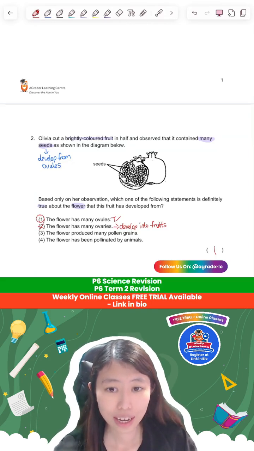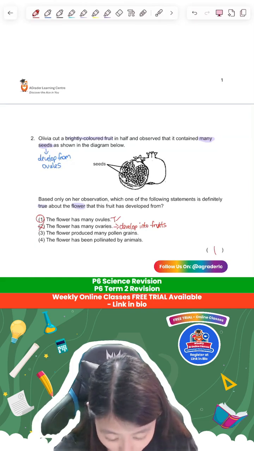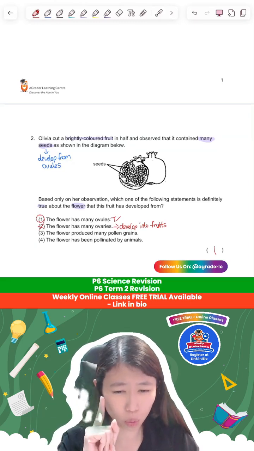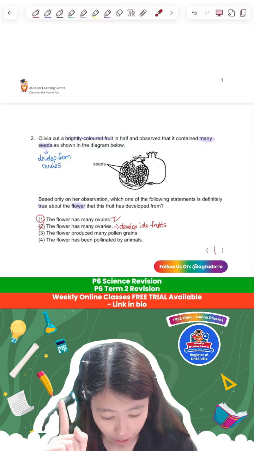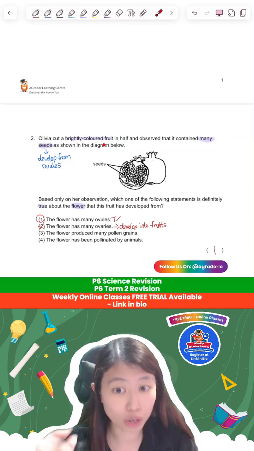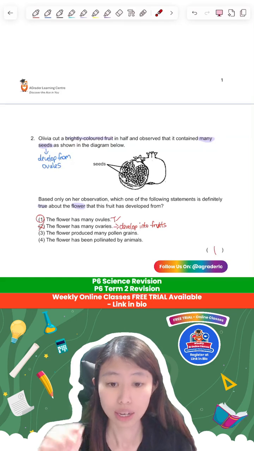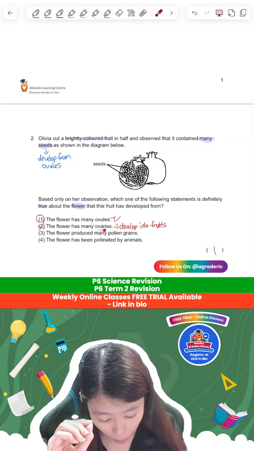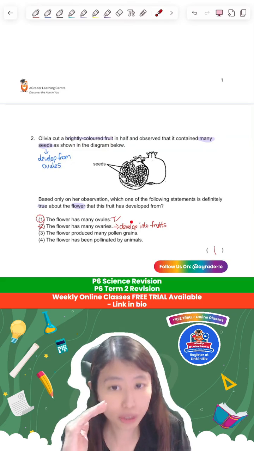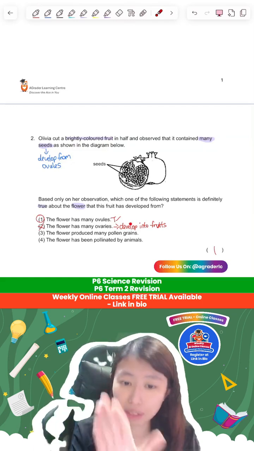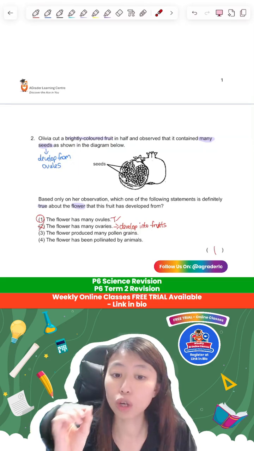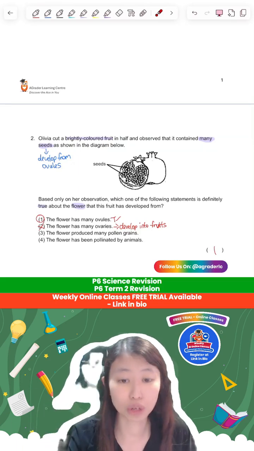Take note, this one I've seen appear in one of the school papers before. A brightly colored fruit does not necessarily mean that it will have brightly colored flowers. You must be very, very careful. I remember one of the options here: the flower is bright in color. Having brightly colored fruits has nothing to do with the color of the flowers. Both of them are not related to each other. So you all must be very, very careful, just in case that kind of question comes out again in exams.